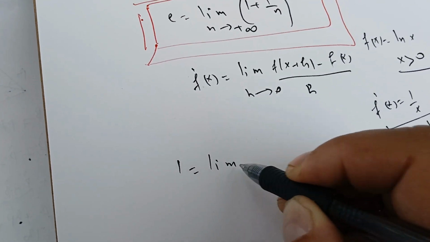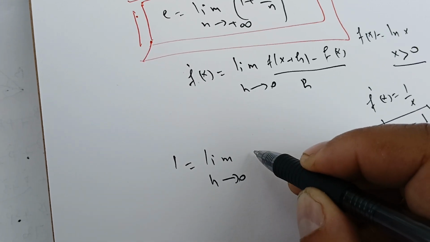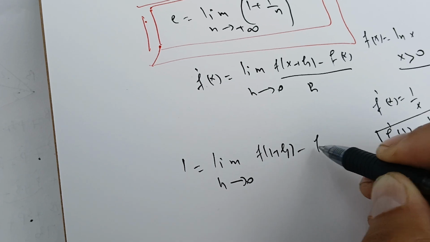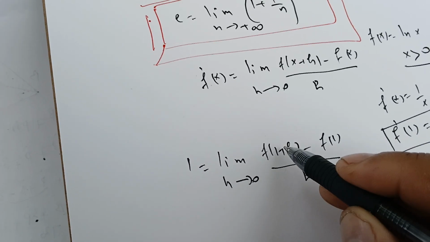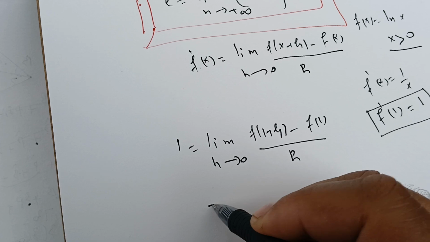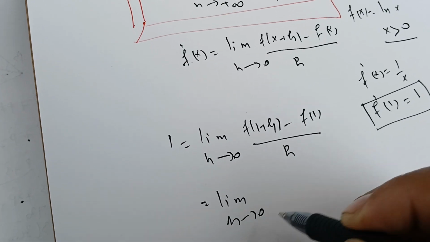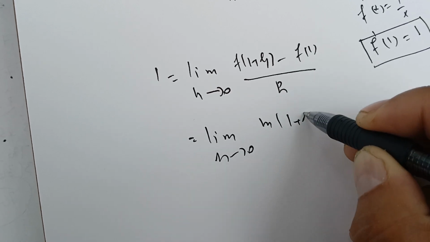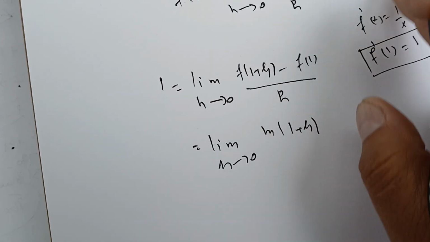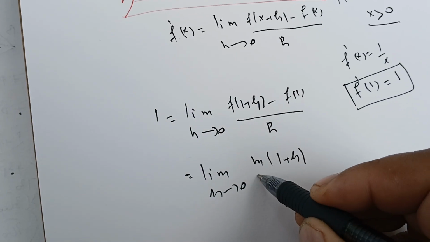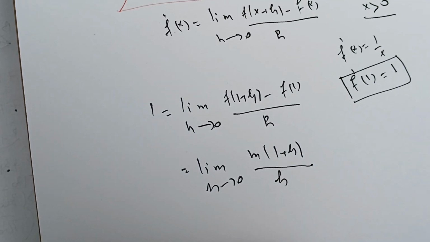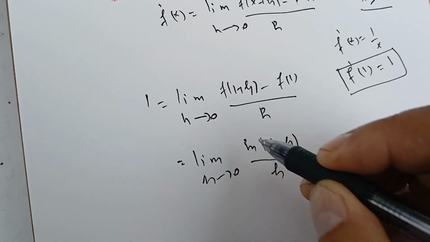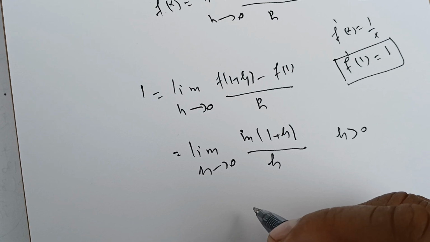So we have the limit as h goes to 0 of f of 1 plus h minus f of 1 over h. So we know f, it's ln of x. So we have the limit as h goes to 0 of ln of 1 plus h minus ln of 1. The log of 1 is 0. So we have this 1 over h. Okay? So in this case, h is positive.